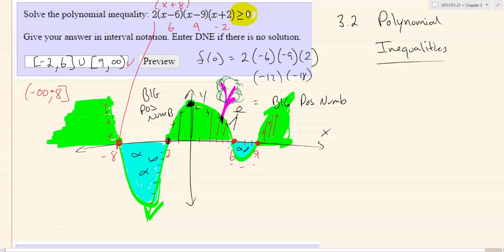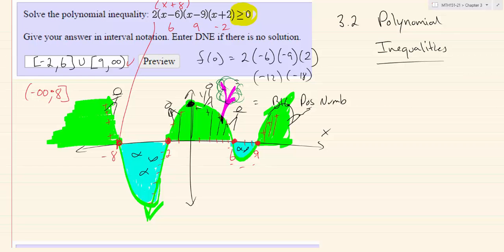And when we say, where is the function greater than 0, we mean, where is it above sea level? Where are you walking on land? Get it? So you're walking on land here, and you're walking on land here, and you're walking on land over here, and you're walking on land over here, right? That's what they mean when they say, where is it greater than or equal to 0?